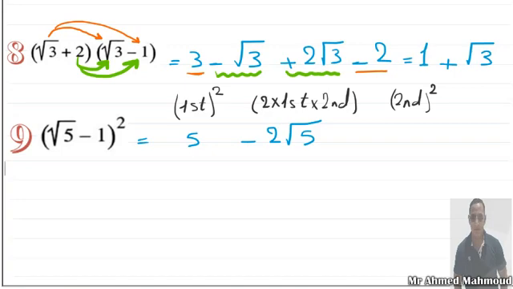Finally, we have negative 1 to the power of 2, which is equal to positive 1. Okay, now I'm going to collect the like terms. Here 5 and 1 are like terms. 5 plus 1 equals 6. It will be 6, and drop negative 2 square root 5. This is the final answer.